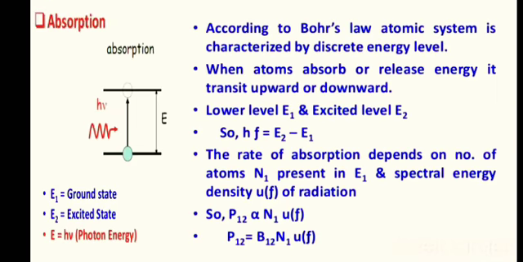Absorption. Let E1 and E2 be the ground state energy and excited state energies respectively. Then E2 minus E1 equals E, that equals hν, the photon energy. Nu is also frequency, so we can denote it with F also. Here, the rate of absorption depends on the number of atoms N1 present in E1 and the spectral density U(F) of radiation. So the probability of absorption P12 is directly proportional to the number of atoms times the energy density. P12 equals B12 times N1 times U(F).